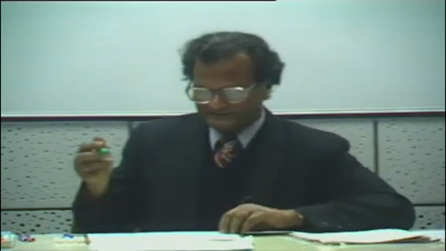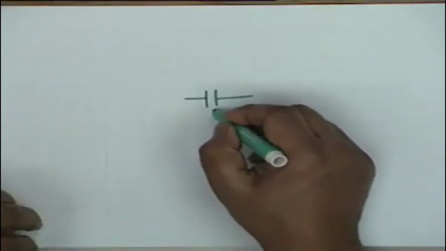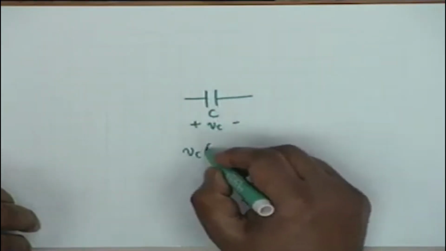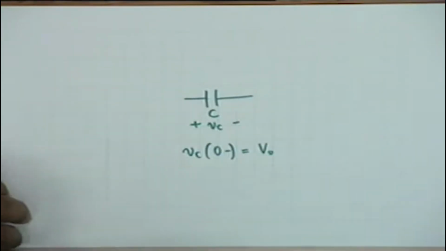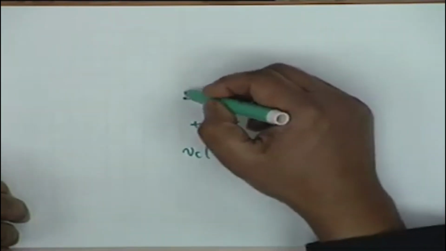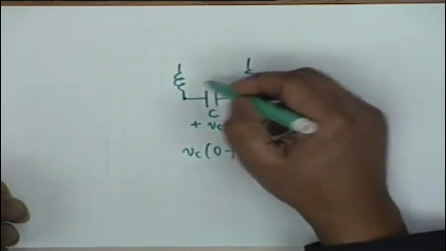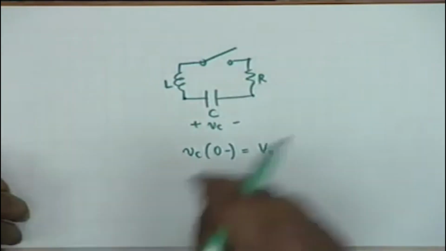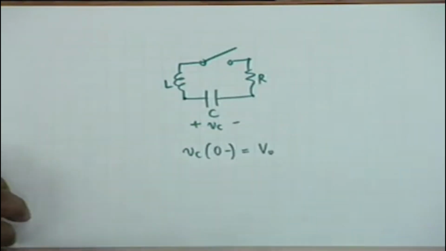Let us consider a capacitor C, which is charged to a voltage V0. At, let's say, t equal to 0, this capacitor is first charged to a voltage V0, maybe by connecting a battery of voltage V0 across it.